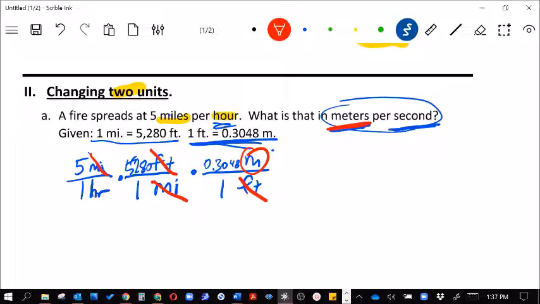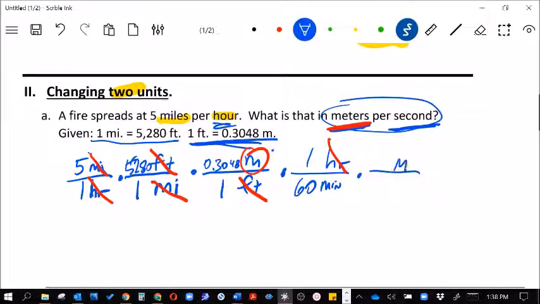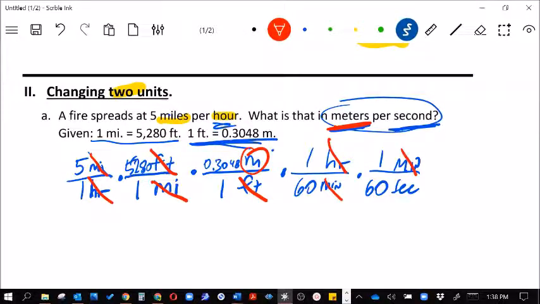Now I have to do it with the hours. I have to put hours up there so I can cancel that out. I'm going to do hours to minutes, 1 hour, 60 minutes. And there goes the hours. But I don't want minutes either. So I want to get rid of those and make them seconds. So 1 minute is 60 seconds. Now I've gotten rid of the minutes. If you remember that there are 3,600 seconds in an hour, you can just do that directly and you don't have to do it in minutes.